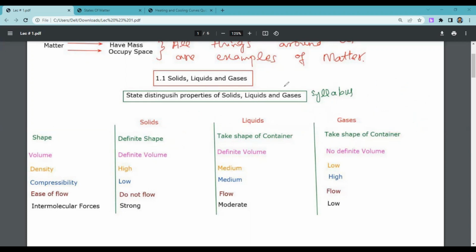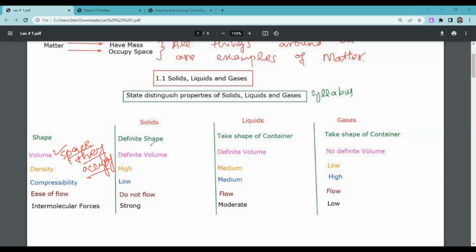They don't have ordered structure. If I talk about volume, what is meant by volume? Volume means the space they occupy. The space they occupy is said to be a volume.